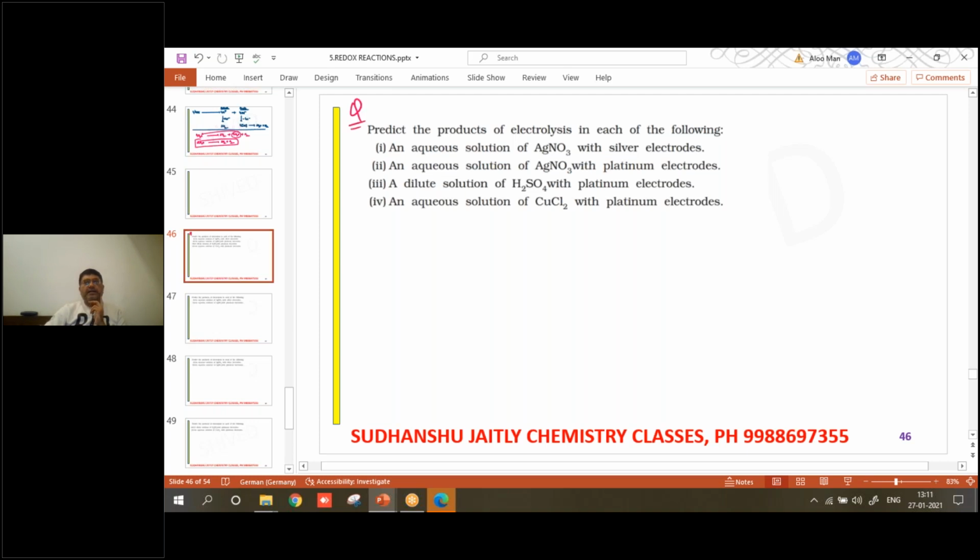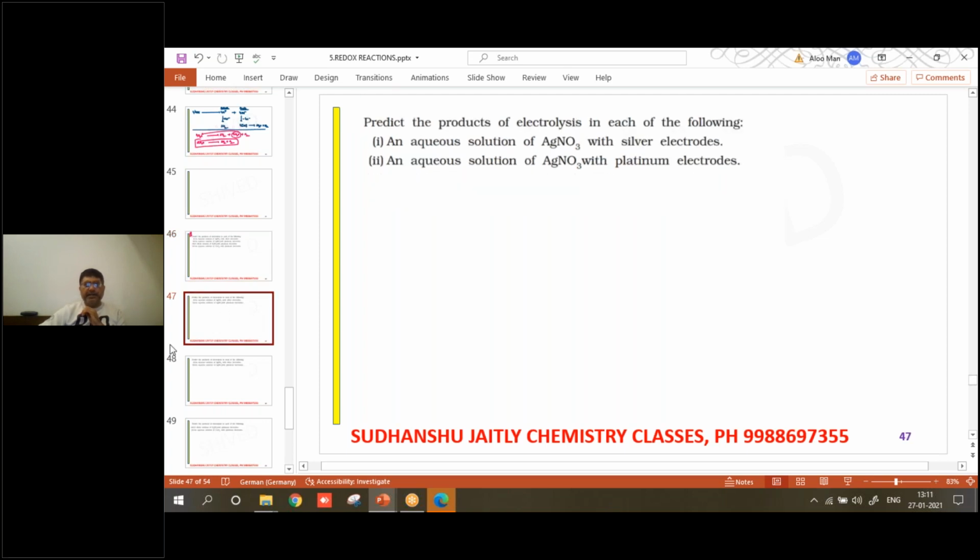Predict, this is an NCERT problem, the product of electrolysis in each of the following. An aqueous solution of silver nitrate, एक एक करके करते हैं, मैंने अपनी तरफ से डिवाइड किया हुआ बेटा इसको, ठीक है जी. तो एक एक करके इनको करते हैं. ऑल आर टिपिकल केसेस बेटा. हम +2 में जाके आपको और ज्यादा करवाएंगे बिकॉज इलेक्ट्रोलिसिस वहीं पे ही आएगा. An aqueous solution of silver nitrate with silver electrode.